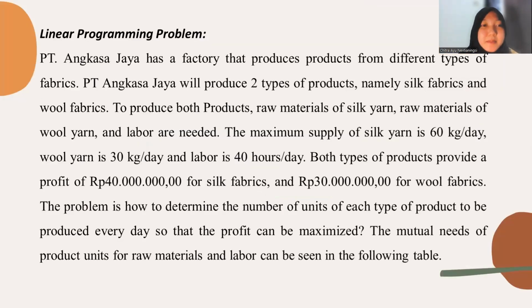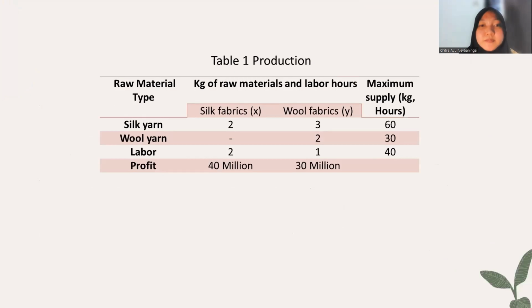Okay, this is the problem about PT Angkasa Jaya, and the question of the problem is how to determine the number of units of each type of product to be produced every day so that the profit can be maximized. And the material needs of each product unit, of raw materials and labor, can be seen in the following table. And this is the table. The table is to simplify the previous problem. So with the table we can understand easily.